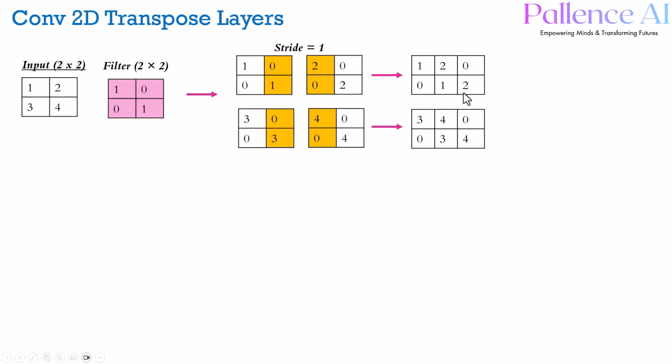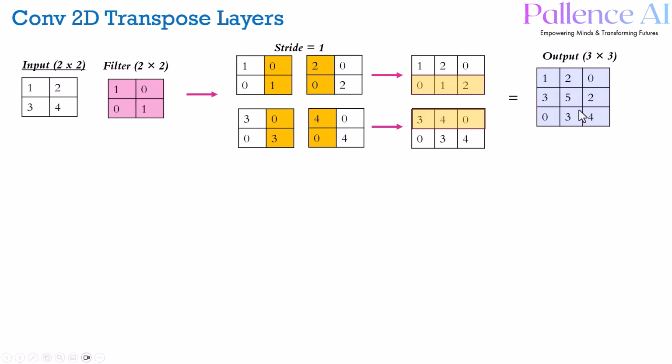Now we take these orange colored rows and add them up to produce our final shape. The top row remains the same: 1, 2, 0. The second and third rows we add up: 0 plus 3 is 3, 1 plus 4 is 5, 2 plus 0 is 2. And then the last row is 0, 3, 4.